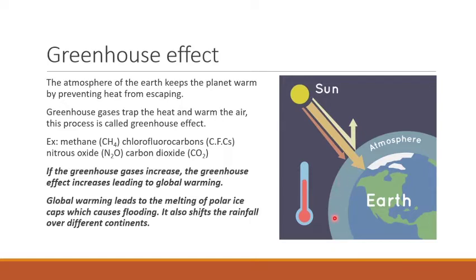Global warming has several effects, mainly the melting of the polar ice caps. So the ice which is present at the North Pole and the South Pole could melt. When it melts, the level of water in the sea increases and causes flooding in areas close to the sea. It also shifts rainfall over different continents, so the amount of rain we receive on different continents might change.